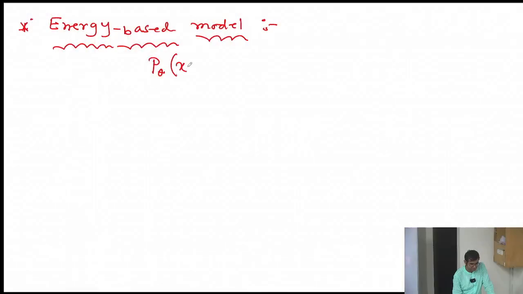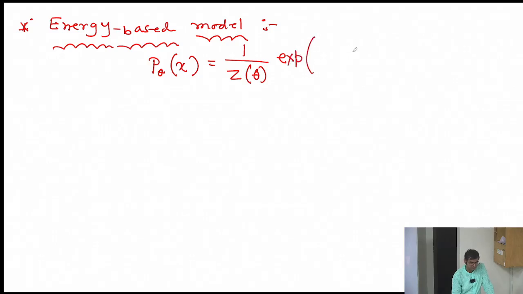So in an energy based model, what is done is as follows. You write the distribution, and it is now a distribution. So P theta of x. Remember when I wrote P theta earlier, it was not yet a distribution. I wanted it to be a distribution. Now it is a distribution. Okay. P theta of x is equal to 1 by Z theta exponential of f theta of x.